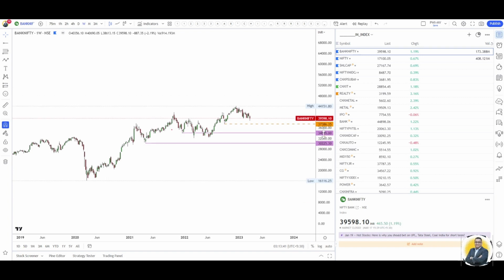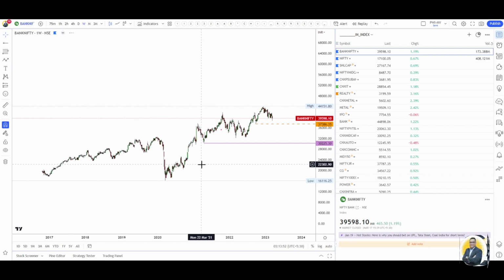So the banking system anyway has been in turmoil from what has happened to SVB and other banks. So there's a lot of ripple effect for all the banks. So be careful on the banks and make sure.